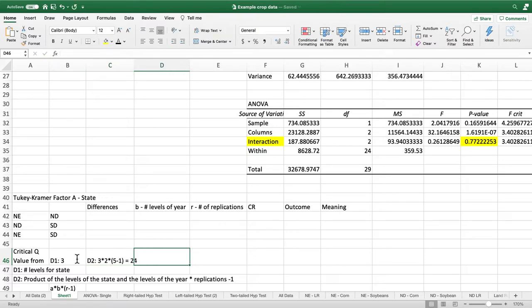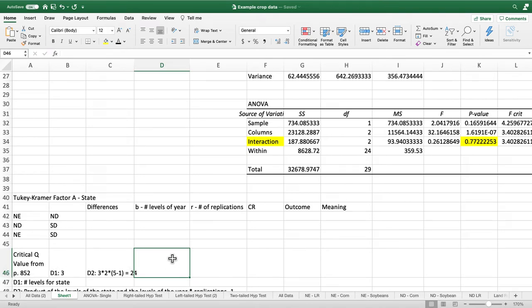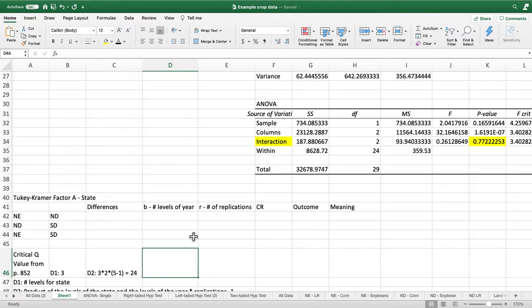So then if you flip to page 852 in your book, you'll see that if you go D1 across the top is 3, D2 is 24, we find that our critical value is 3.53.